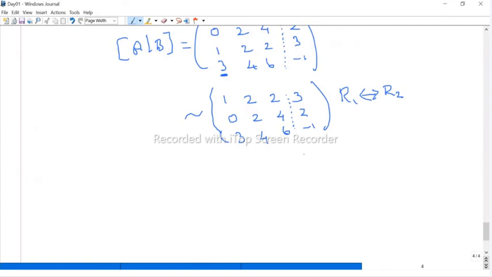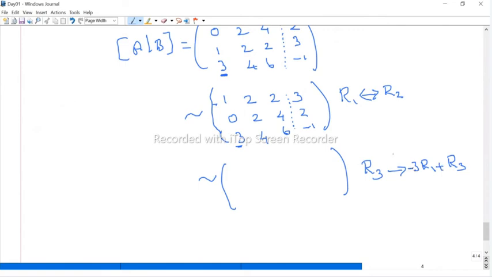Now we want to make this entry 0. Therefore, I am going to multiply the first row by 3 and then subtract from this number. Otherwise, multiply the first row by minus 3 and then add to the last row. So this is equivalent to, not equal to. Therefore, I am going to replace the third row by multiplying 3 to the first row and subtracting from the last row, or equivalently multiplying minus 3 to the first row and adding to the third row.